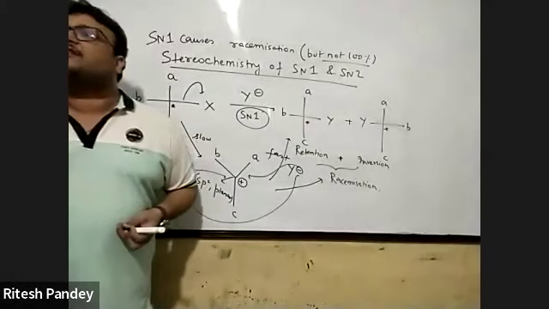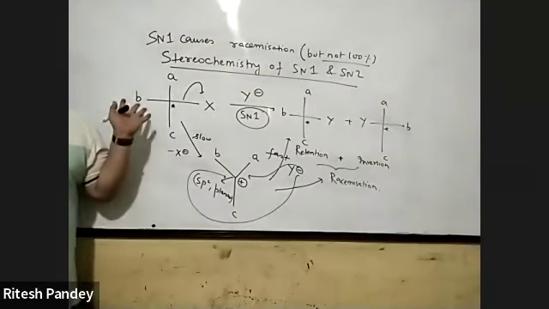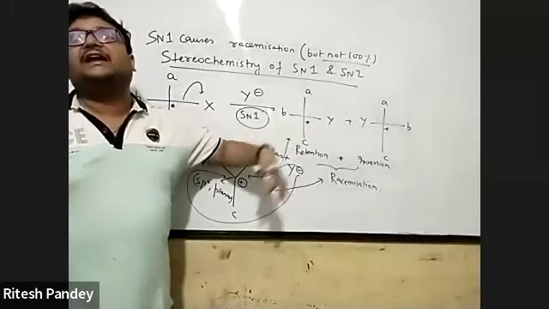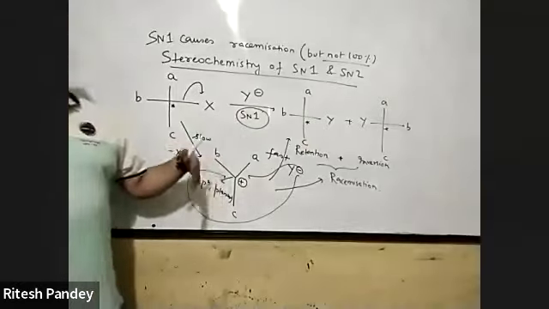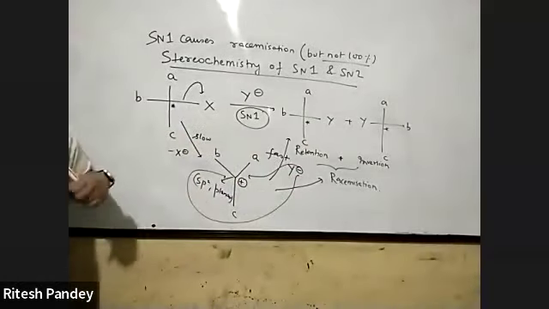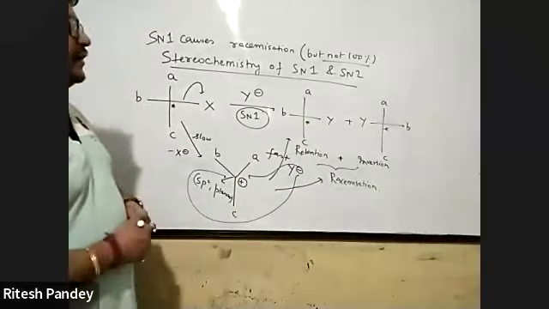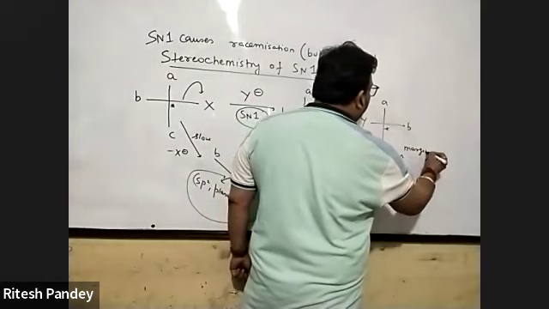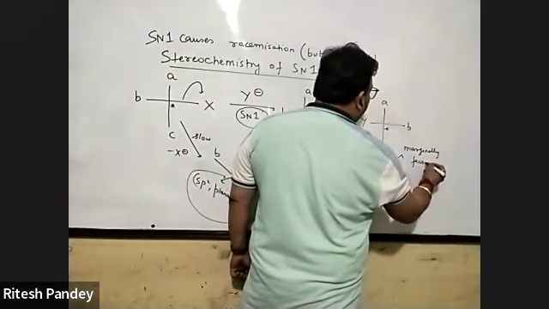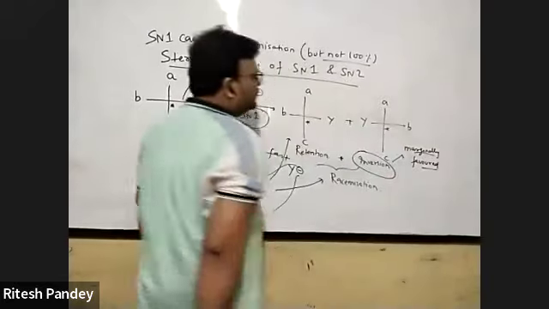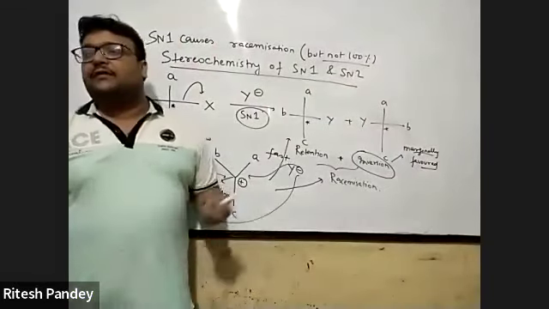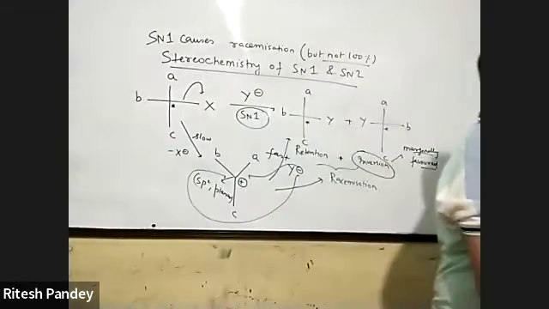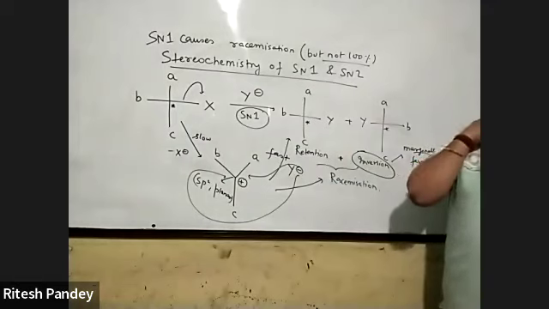What was initially optically pure in course of Sn1 would become a mixture which is pretty racemic in nature. But that racemization is not 100% because both electronically and sterically inversion is marginally favored. Yes or no? Yes, sir. Inversion will happen a little more than retention.